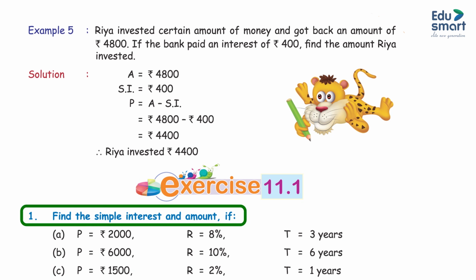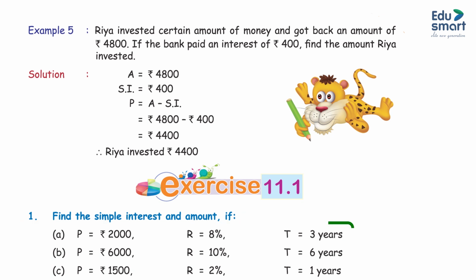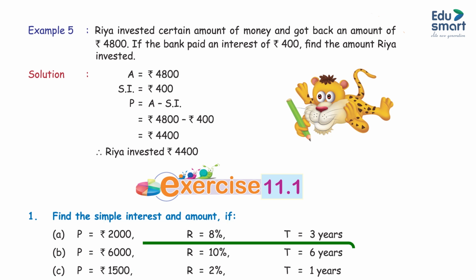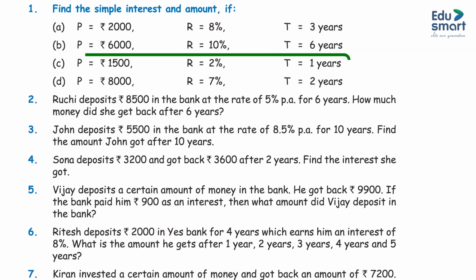Exercise 11.1. Question 1. Find the simple interest and amount if: A. P equals rupees 2,000, R equals 8%, T equals 3 years. Answer: amount 2,480 and interest 480. B. P equals rupees 6,000, R equals 10%, T equals 6 years. Answer: amount 9,600 and interest 3,600. C. P equals 1,500 rupees, R equals 2%, T equals 1 year.